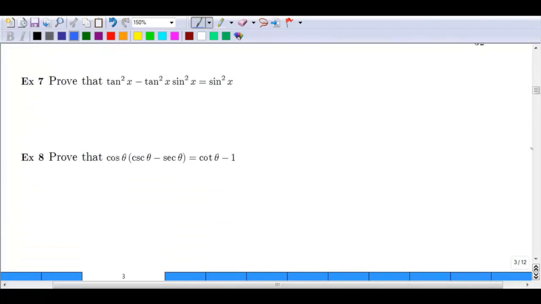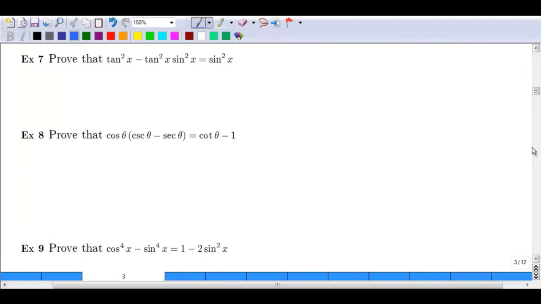Got some more examples here. These ones look at factoring and how that can affect things, at least this next one does. We've got tangent squared minus tangent squared sine squared. So first thing it might be helpful to do is to factor that out since it's in both of those. So you get tangent squared of x, you factor that out, you're left with a 1 in the first place and a minus sine squared x in the second place. We know that 1 minus sine squared, again going back to the Pythagorean identities, is cosine squared.